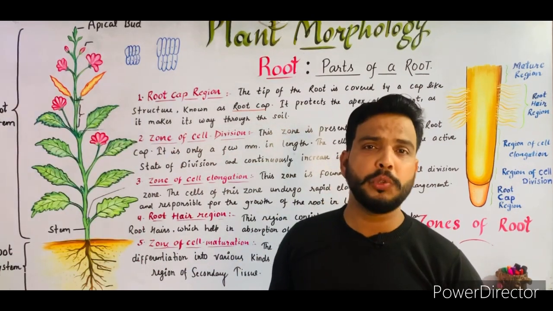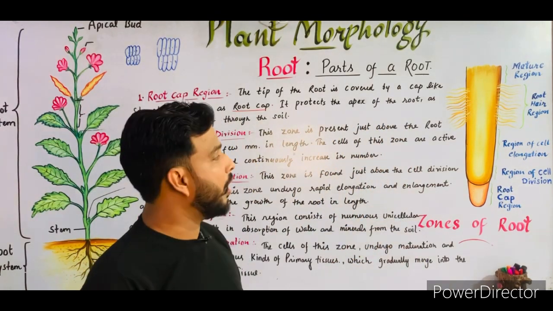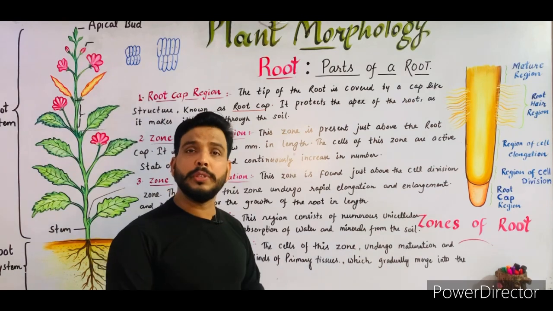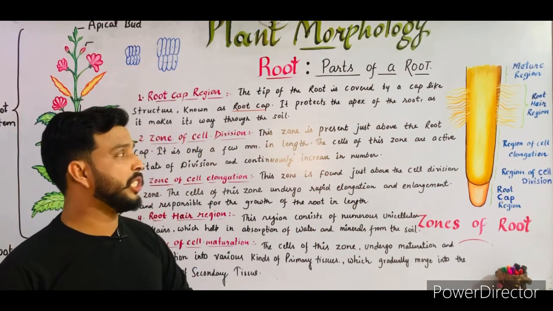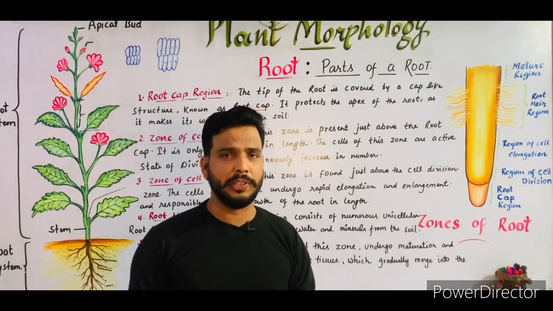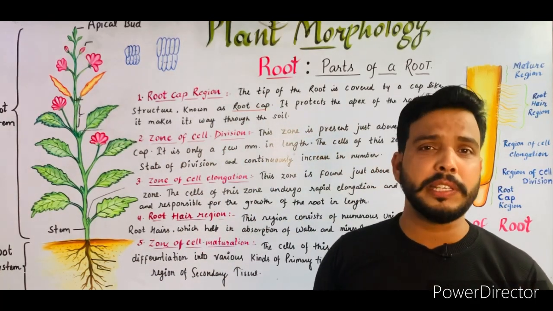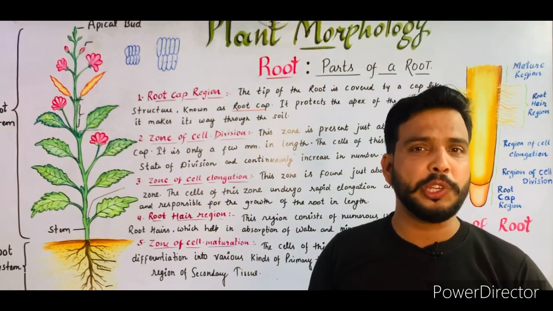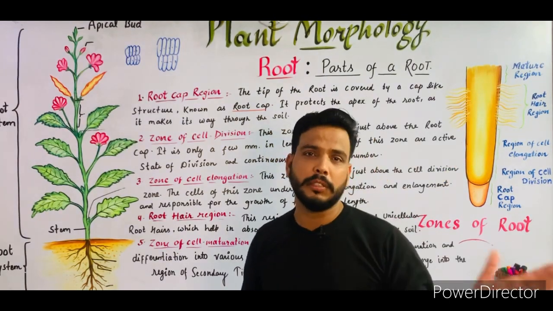It was all about the zones of a typical root. I described the 5 zones of the root: the root cap region, region of cell division, region of cell elongation, root hair region, and the region of maturation or cell maturation. So I think all the things are very clear to you. In my next videos, I will describe the modifications of different kinds of roots. So in this video, it was all about the zones of a root.